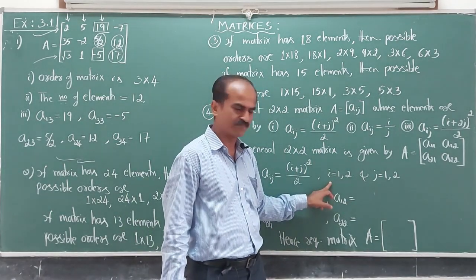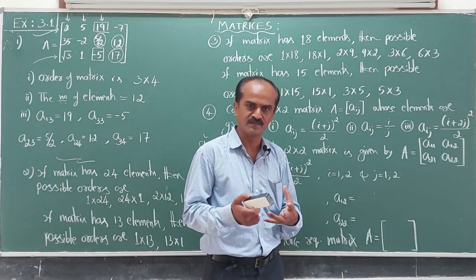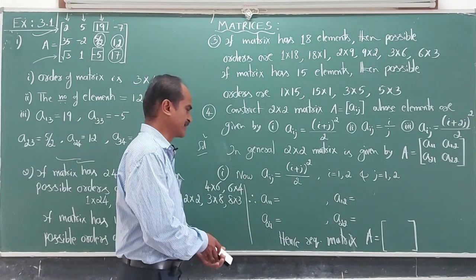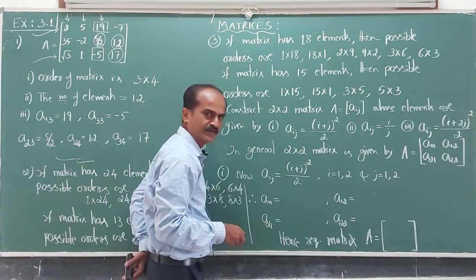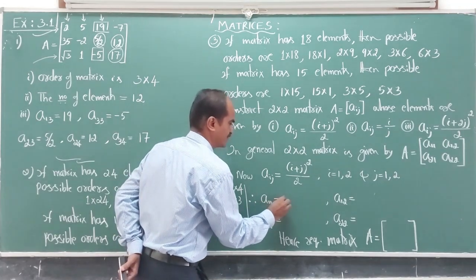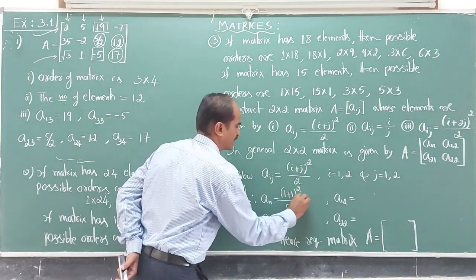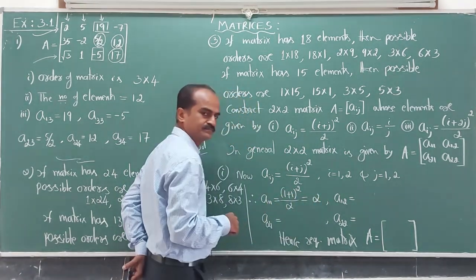i is varying from 1 to 2, j is varying from 1 to 2. For all possible values of i and j, I have to calculate Aij's values. Now let me take i equal to 1, j equal to 1, nothing but I am finding the value of A11. A11 is (1 plus 1) whole square divided by 2, that is 2 square, 4 divided by 2, 2.